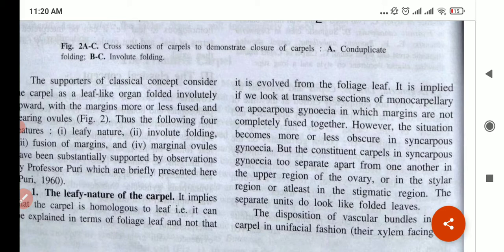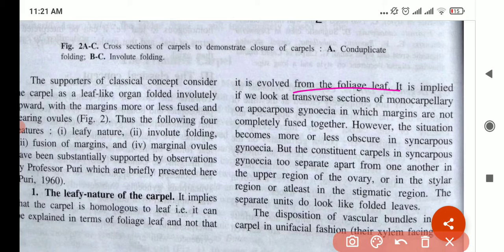What they say is that we can understand it in terms of a leaf, the way it behaves like a leaf, but they cannot say for sure whether it evolved from the leaf. I don't know how to say it. He's not saying for sure that it came from the leaf. A very smart way of supporting your answer: he's not sure, but he says it might be.